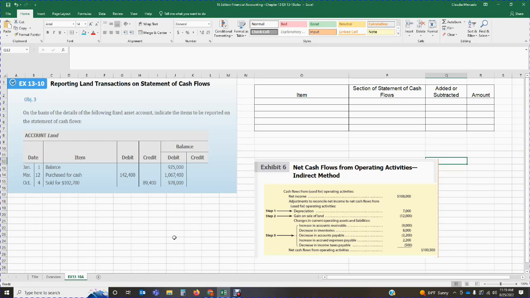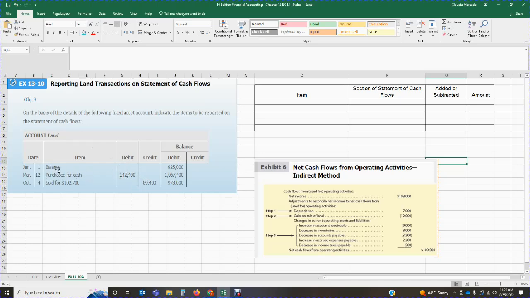What we are interested in looking at is what happened during the period. Well, during the year, on March the 12th, we purchased additional land for cash, and we paid $142,400. Okay, so we purchase land. So what happens when you purchase land? Obviously land increases, right? Here it's showing you that the land account is increasing. Land is an asset. You increase an asset by debiting the account.